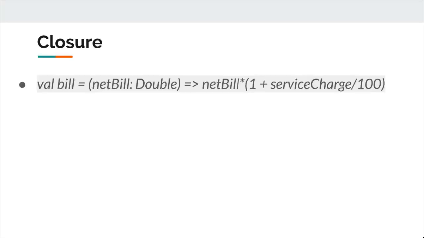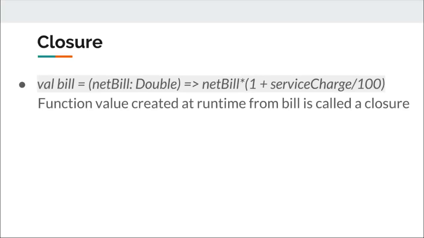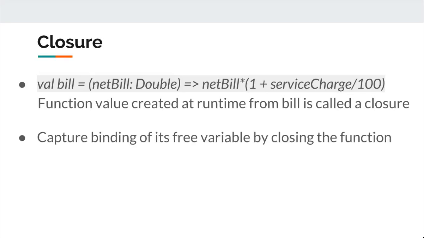The function value created at runtime from this function literal is called a closure. It is called a closure because we capture the binding of its free variable by closing the function. In the above example, we have captured the value of service charge as 14.